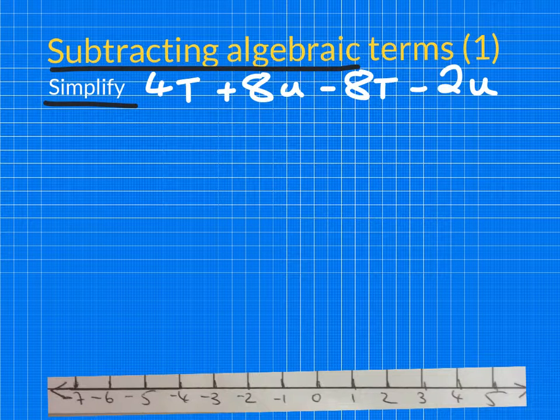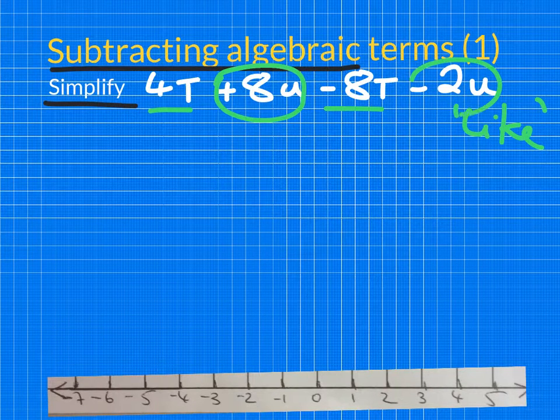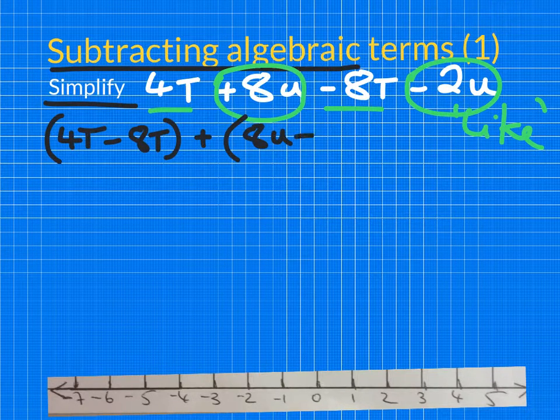What we need to be doing is to be looking for our like terms. What things are like each other that maybe could be combined together? We have a 4t, we have a minus 8t, we also have a plus 8u and a minus 2u. That means that those terms can be combined together. Let's put them in brackets to make it a bit easier to see. 4t minus 8t is one of the combinations we can put together, and a plus 8u minus 2u.